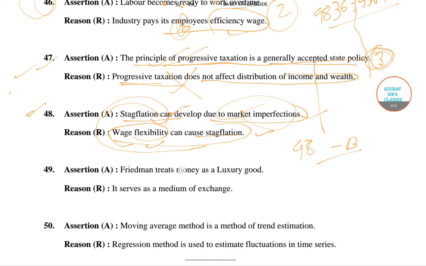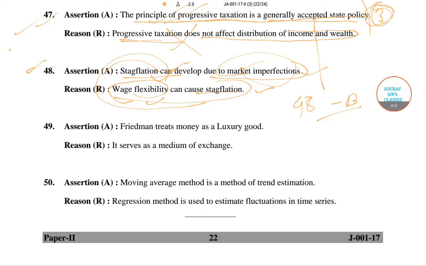Now we'll go to question number 49. In question number 49, it is given, Friedman treats money as a luxury good, and it serves as a medium of exchange. We know this is true, and this is also true, but they are not related to each other. So again, for question number 49, we conclude option B is the right answer.